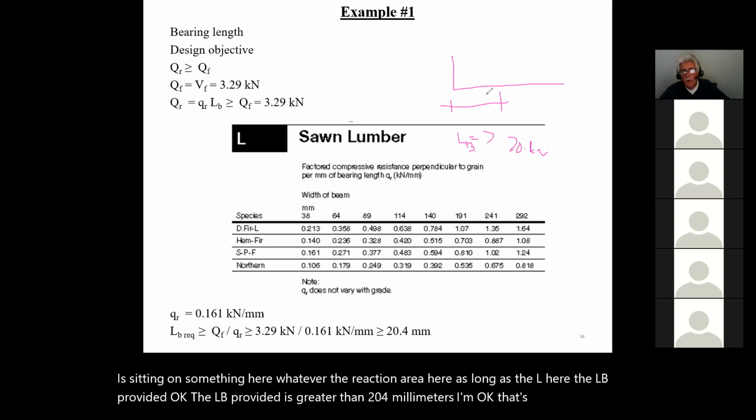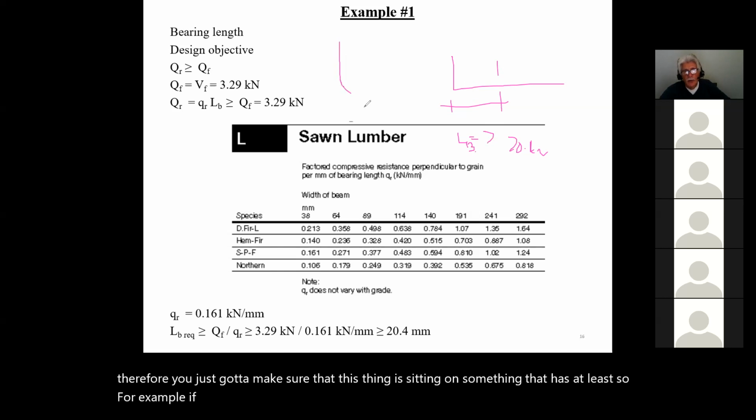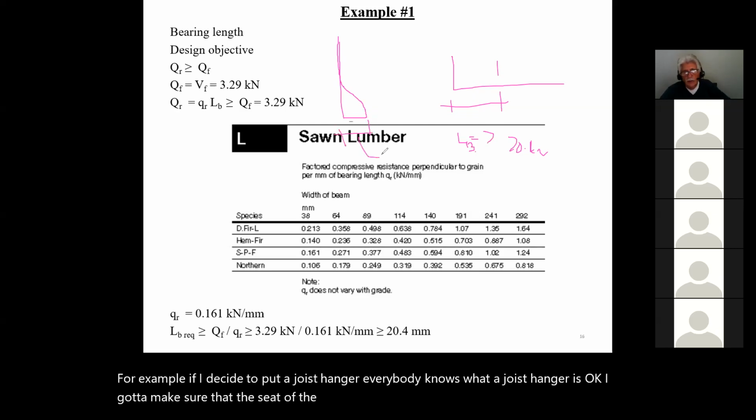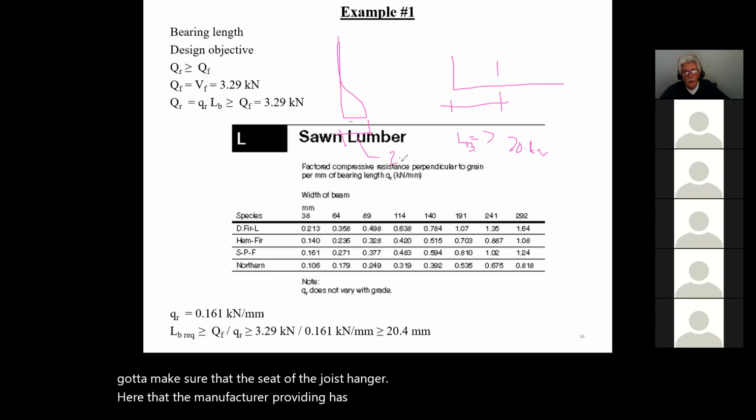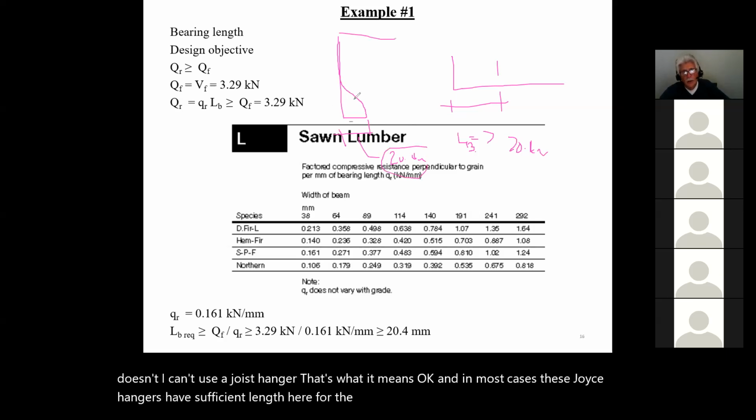So therefore, you just got to make sure that this thing is sitting on something that has at least, so for example, if I decide to put a joist hanger, everybody knows what a joist hanger is, okay? I got to make sure that the seat of the joist hanger here that the manufacturer is providing has at least 20.4 millimeters of length for it to be okay. If it doesn't, I can't use that joist hanger. That's what it means, okay? And in most cases, these joist hangers have sufficient length here for the joist to be able to sit here and rest properly on its bearing area.